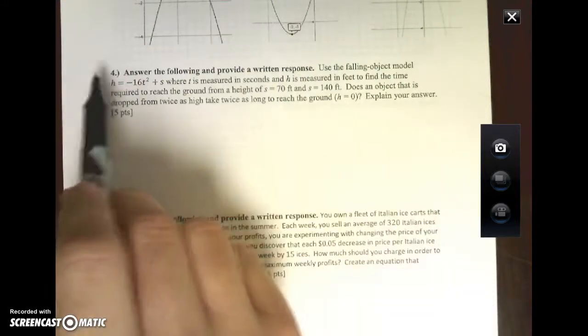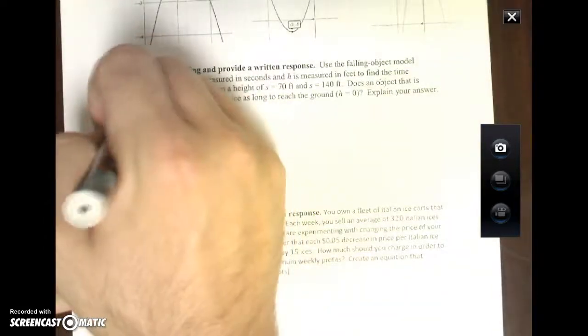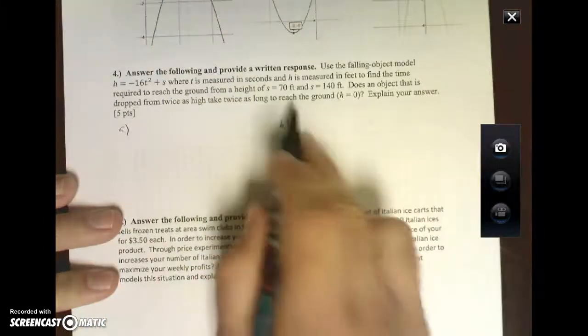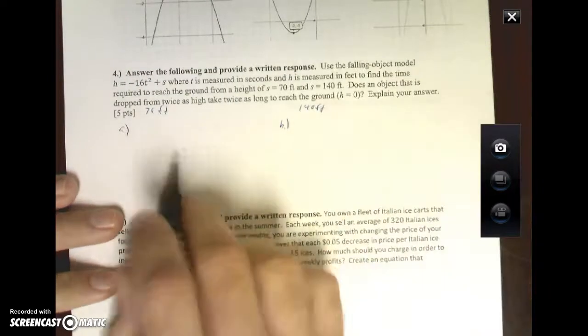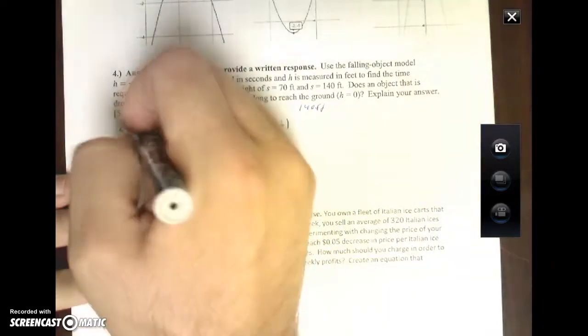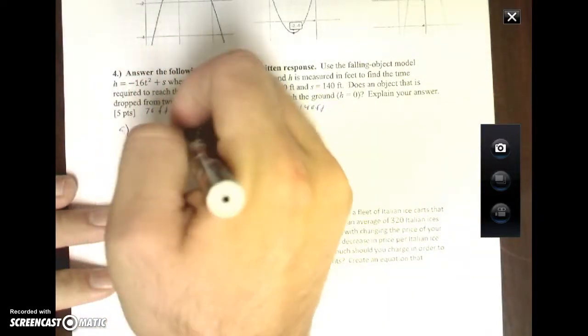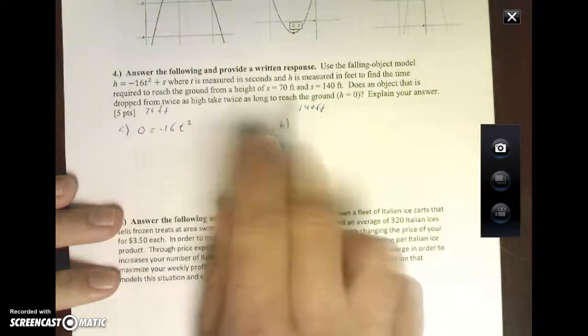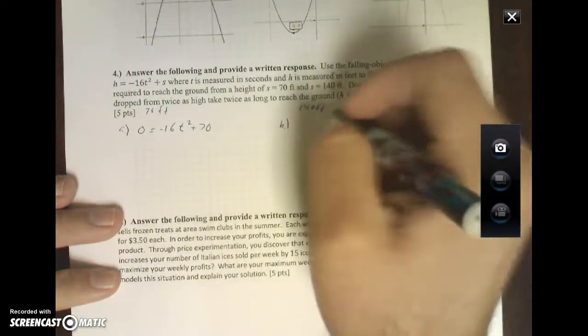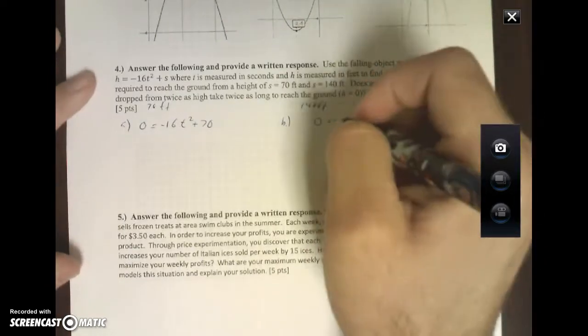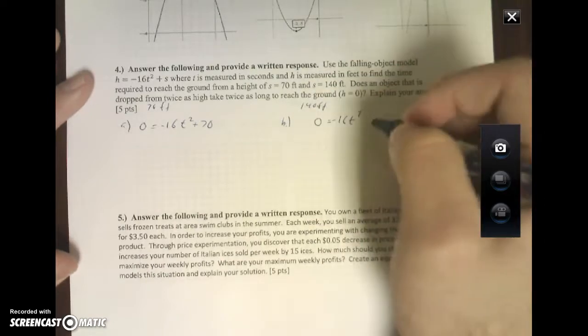Notice it says here h is 0, so I'm plugging in a 0 for h. I'm doing two things here, Part A and Part B. The first one is when it's 70 feet, and the second is 140 feet. Putting in a 0 for h equals negative 16 t squared, my s is 70, so plus 70. Over here, I put a 0 in for h, and it's the same thing except I'm changing my s to 140.